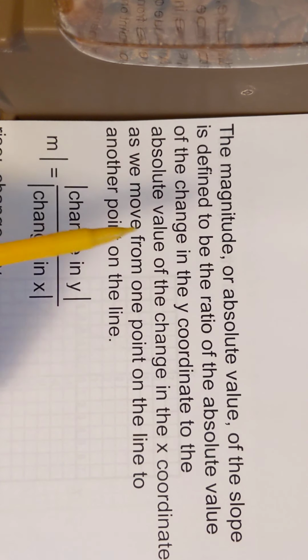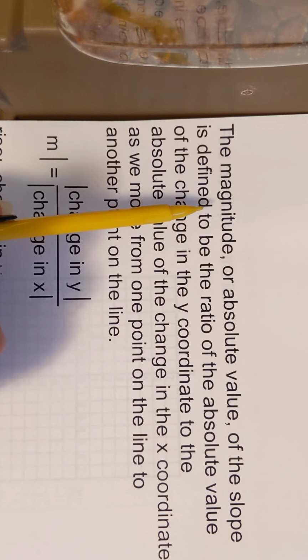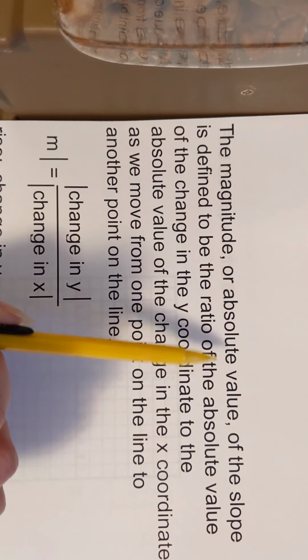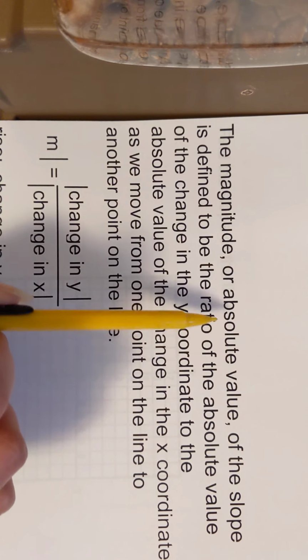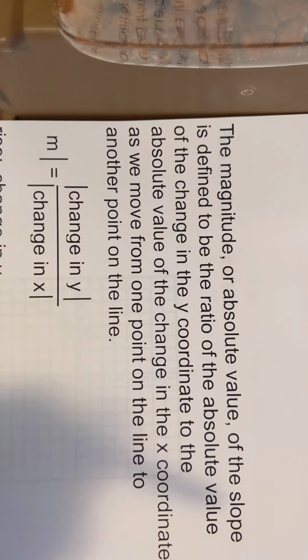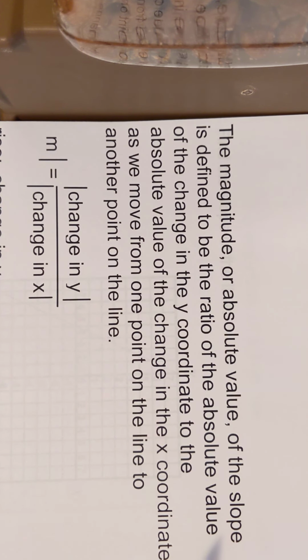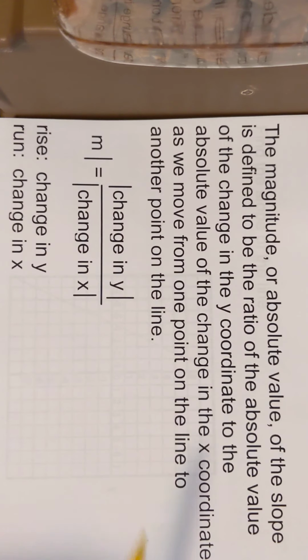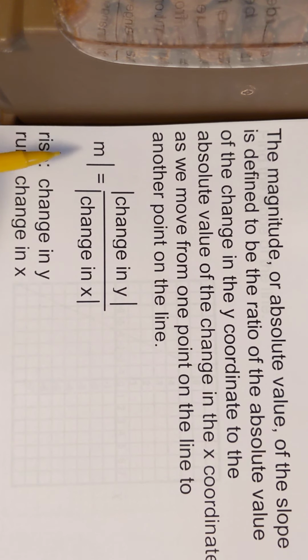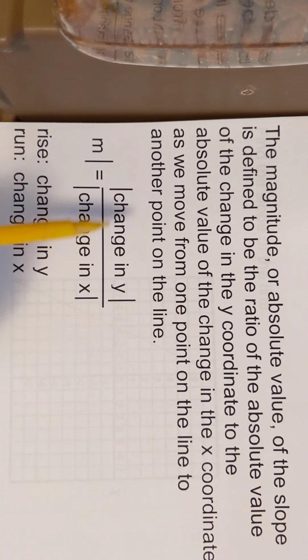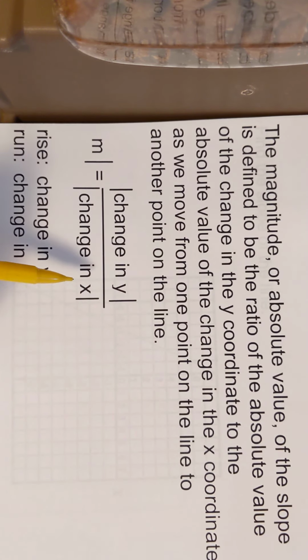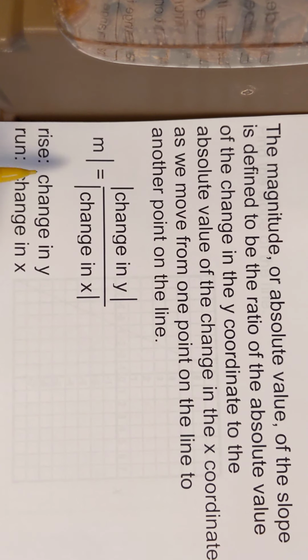Now, when we talk about the slope, we have what's called the magnitude of the slope. That's also known as the absolute value of the slope. So it's a number, but it doesn't have a positive or negative sign. It's just absolute value. The magnitude of the slope is defined to be the ratio, think fraction, of the absolute value of the change in the y-coordinate to the absolute value of the change in the x-coordinate as we move from one point on the line to another point on the line. The way that we can write this is: the change in y, absolute value, over the change in x, and that will give us the absolute value of the slope.